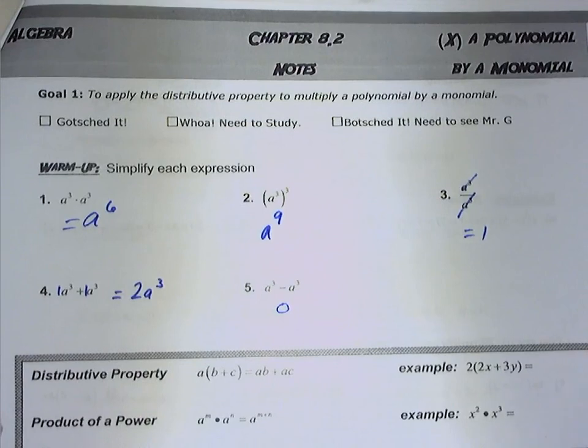So, ladies and gentlemen, we got chapter 8.2. We're looking to multiply a polynomial by a monomial. Okay, monomial means what? One term. Beautiful thing, guys, we've already done this before.